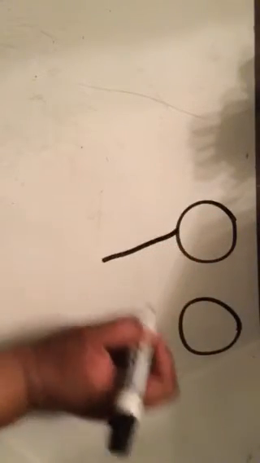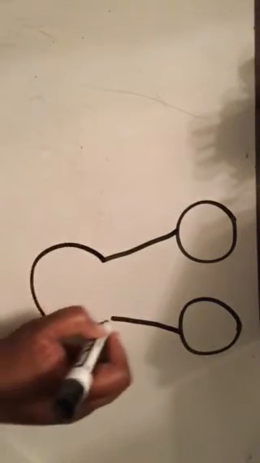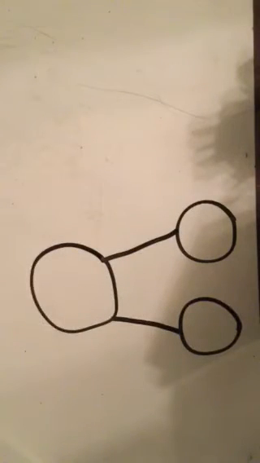So I am going to draw a number bond. I've got my part and my part. I've got my number path. I've got another number path. And then I have my whole. Part and part makes whole.